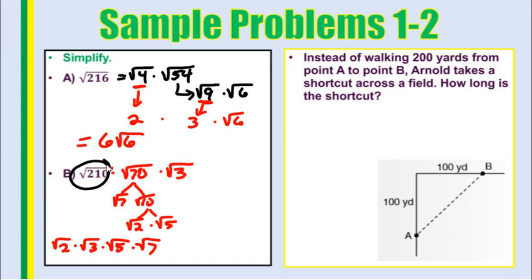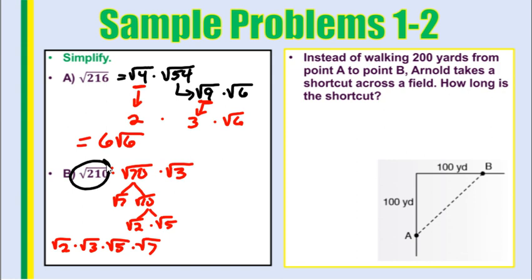If they didn't ask you to simplify that, if they asked you for a decimal, then it would be between 14 and 15. But since they're asking you to simplify it with radicals, you have to have radicals, and this is the smallest radical. The second problem: instead of walking 200 yards from point A to point B, Arnold takes a shortcut across the field. How long is the shortcut?